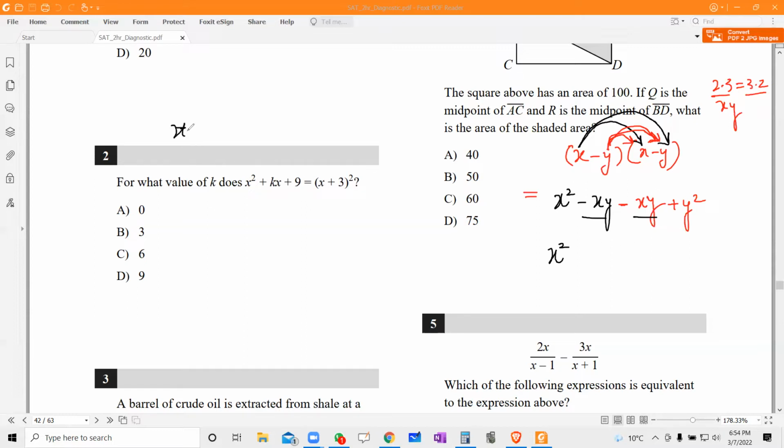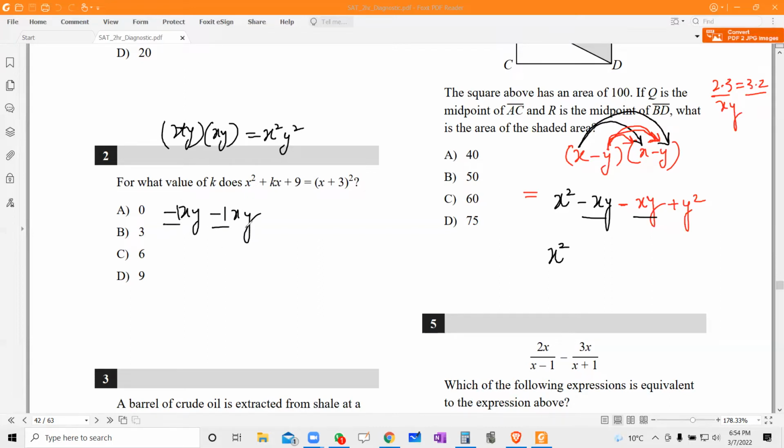When you have xy times xy, then you can say x times x will be x squared and y times y will be y squared. But this is not in multiplication. You're having minus xy minus xy. It's actually minus 1xy minus 1xy.